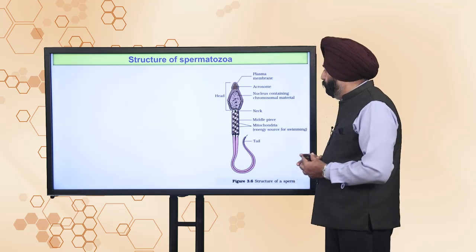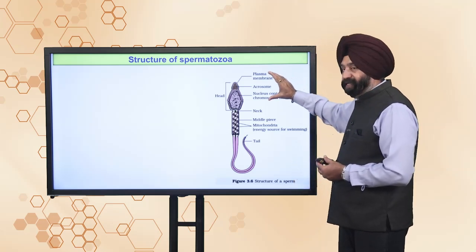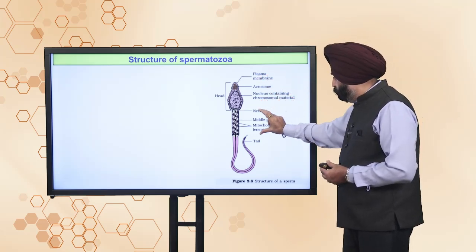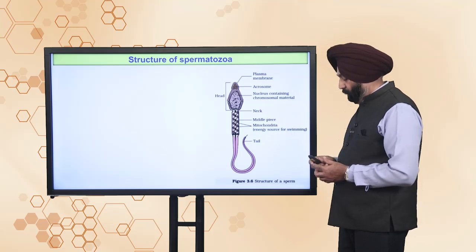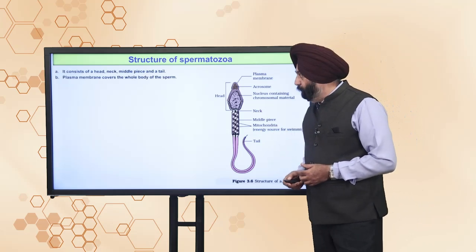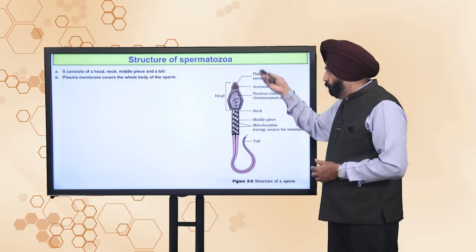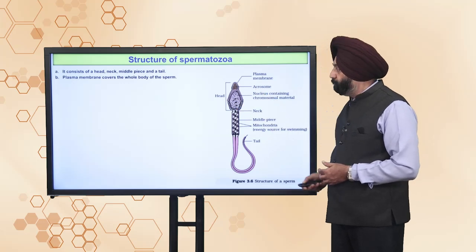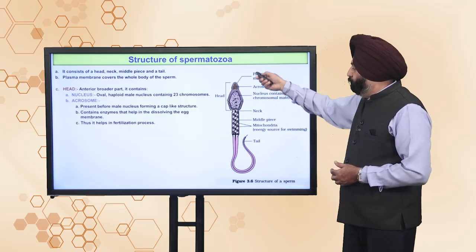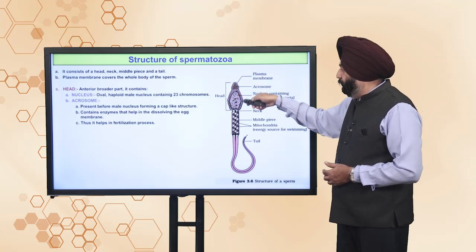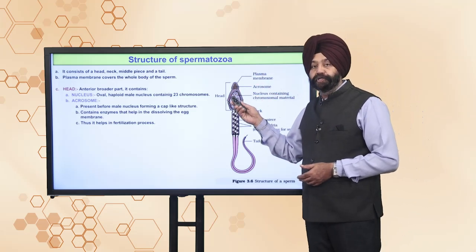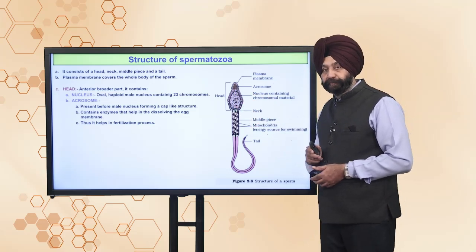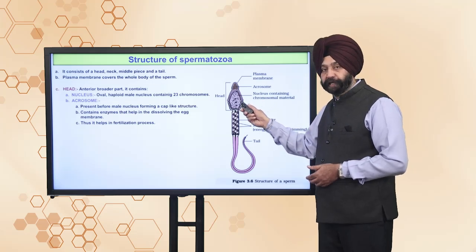If we see in general, we have 4 sections that can be differentiated: 1, 2, 3 and 4. Let us see the details of the sperm. It consists of 4 sections, as we have seen. The body is covered by plasma membrane. Now let us focus on the first part, that is the head. Head consists of an anterior part. It contains the male nucleus that has 23 chromosomes in it.